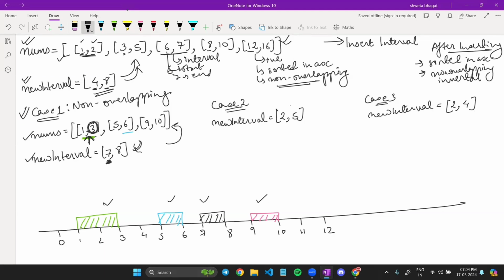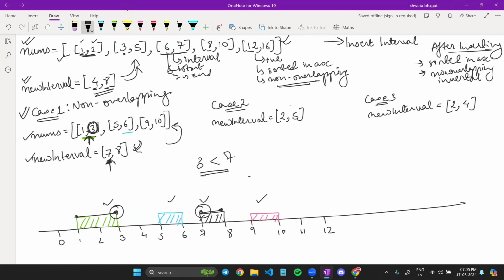If the end of the interval is less than the start of the new interval, what does this mean? You can see that this 3 is less than 7. So it simply means that they won't have anything in common, right? Because, say, this 1, 3 is from here to here, and this 7, 8 is from here to here. You can see that this end is lesser than this start. So it's obvious that they won't have anything in common, correct?